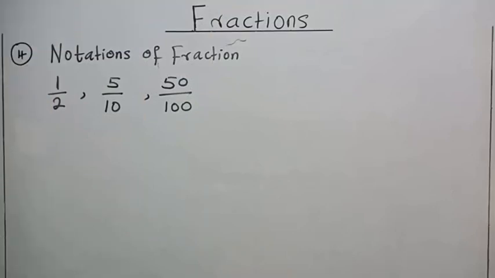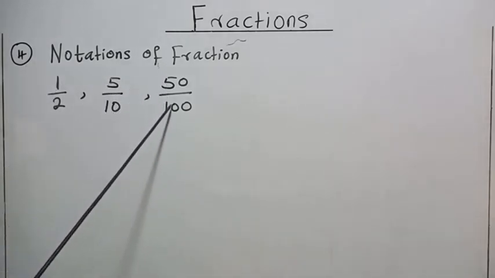Again, it is notations of fractions. In this section, we learn notations of fraction. By notations of fraction, I mean different forms people choose to write fraction. Permit me to use these 3 fractions to explain what I mean by notations of fractions: 1 over 2, 5 over 10, and 50 over 100.